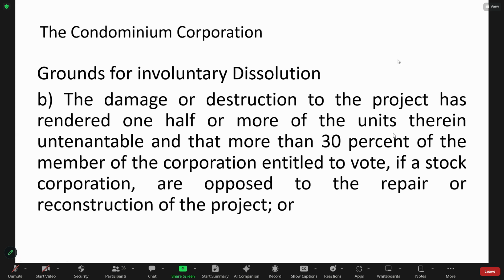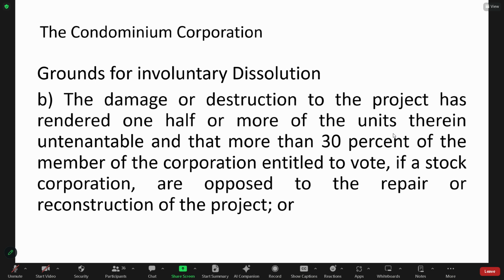Letter B, read. Someone read. Letter B. The damage or destruction to the project has rendered 1/2 or more of the units therein untenantable, and that more than 30% of the members of the corporation entitled to vote, if a stock corporation, are opposed to the repair or reconstruction of the project.